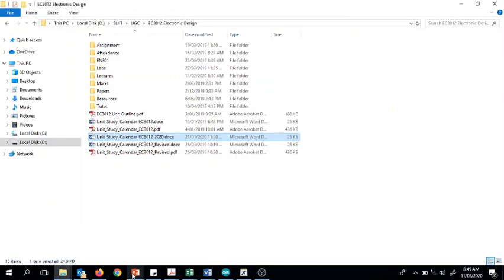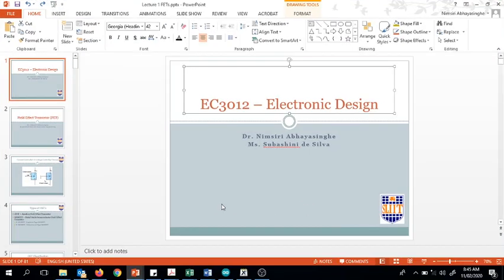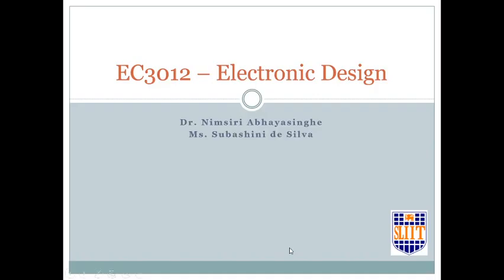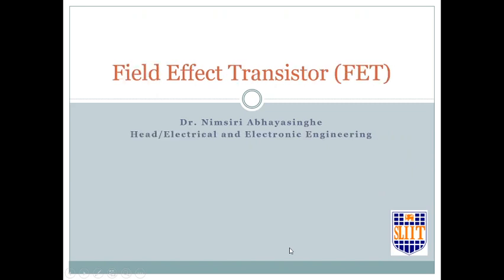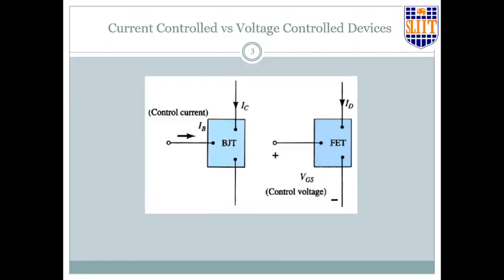Right. So let's move on to the content for the module. The first topic we are talking about is field effect transistors. Now the basic difference between the field effect transistors and BJTs. In a BJT, we know that the output current IC is controlled by the input current IB. IC is proportional to IB.